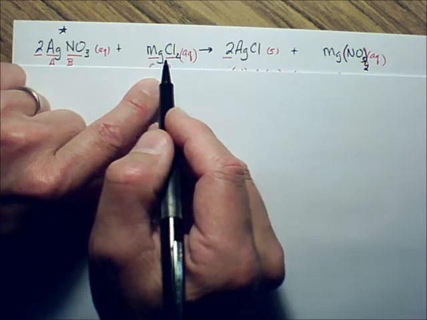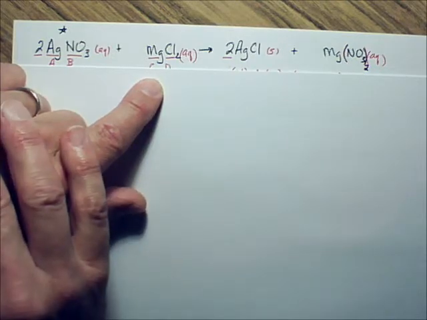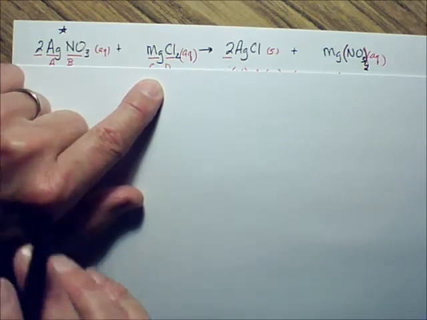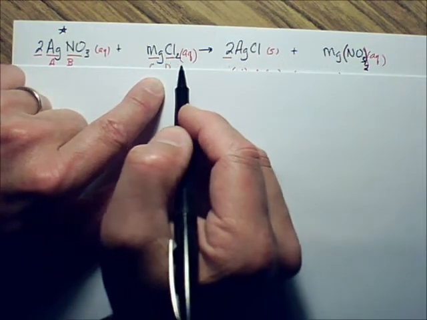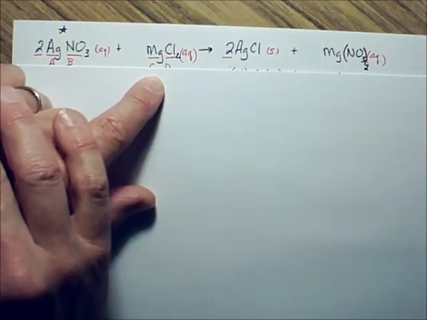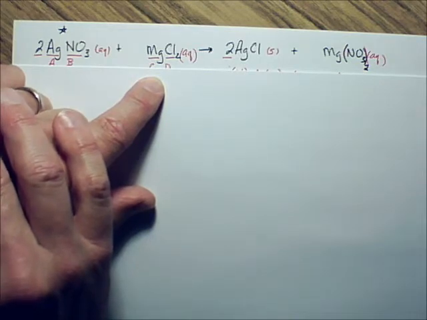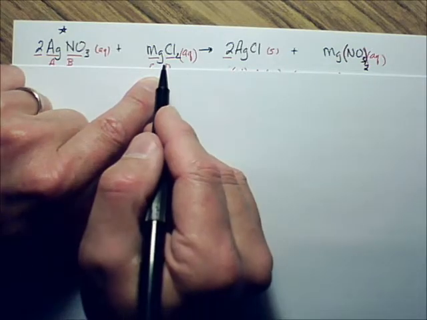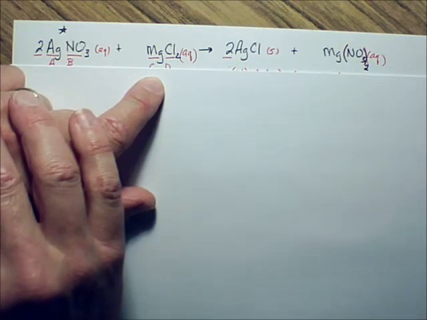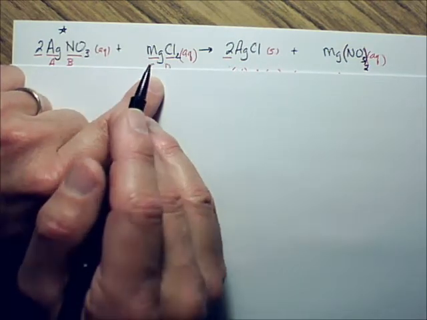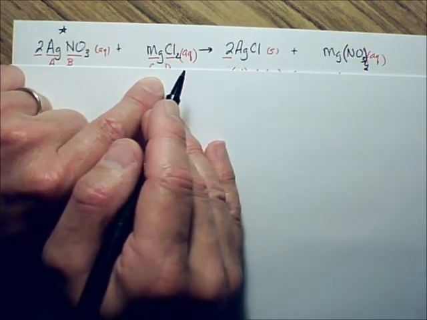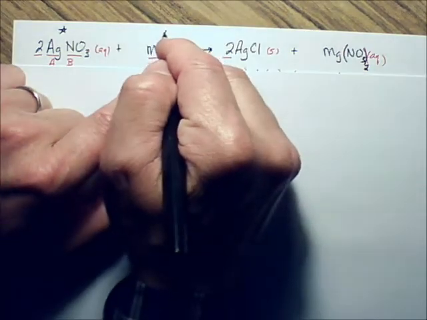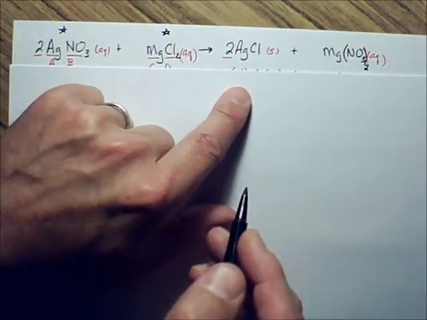Taylor, will this break up? Why? It can't just be aqueous and ionic. It has to be both ionic and aqueous or acidic and aqueous. It is ionic because why? Metal and nonmetal, so it's ionic and it's aqueous. So you break it up. I'll put a star above it. Okay, let's look at this one.